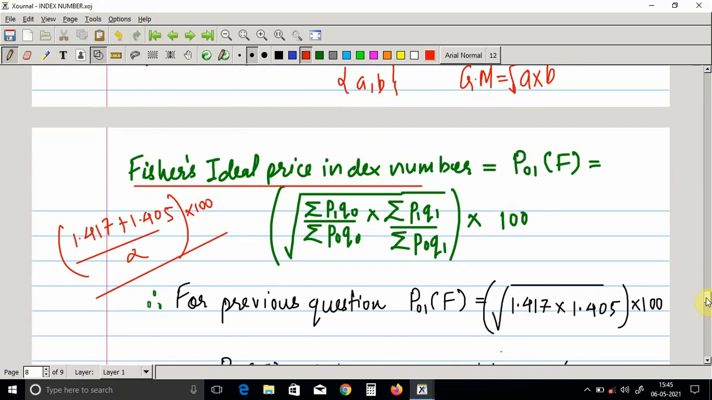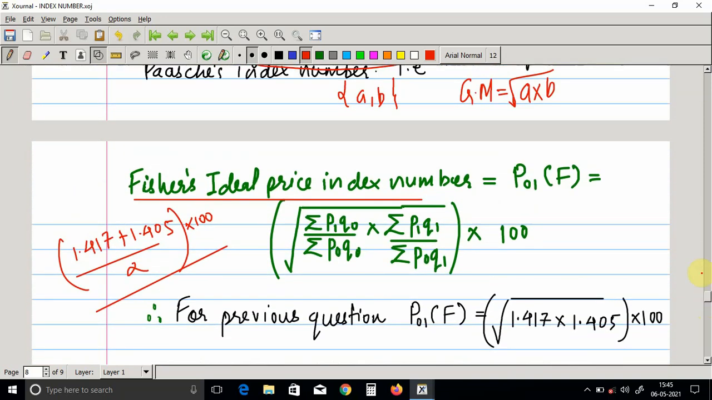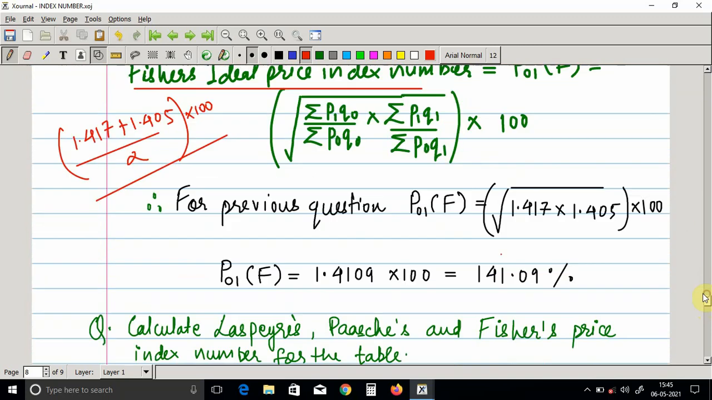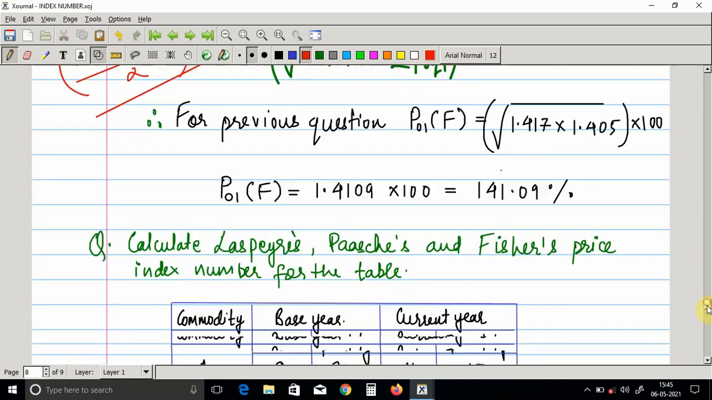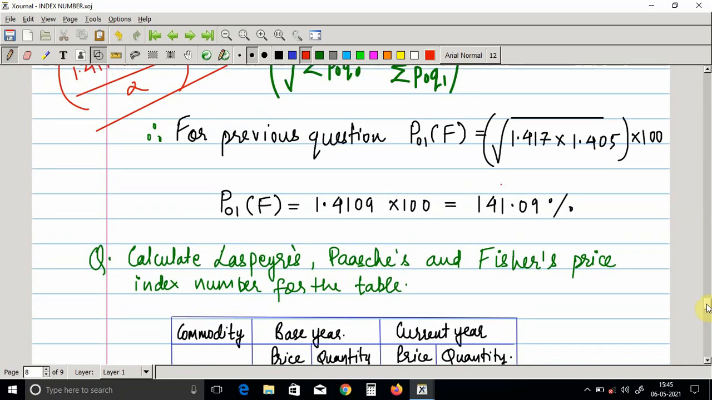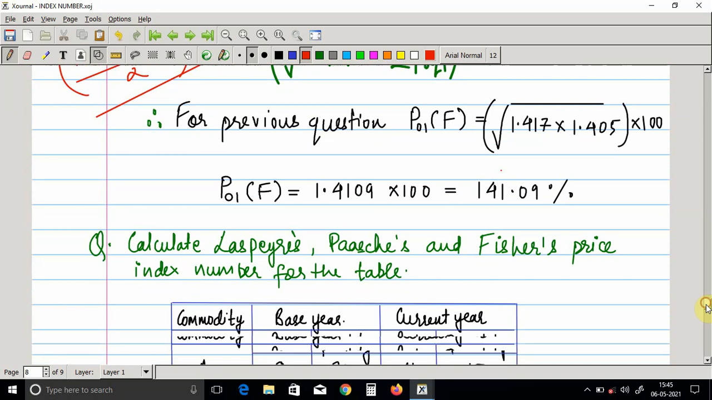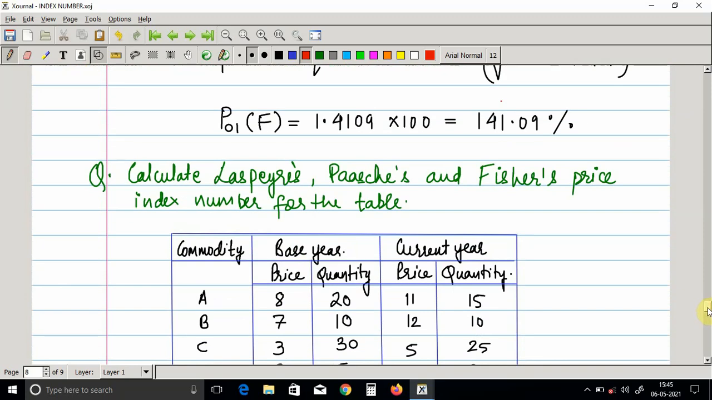So we have, I had said 4 index numbers here: Laspeyres, Paasche, Fisher and Dorbish-Bowley's price index. There are more, it is not just this. We have other index numbers, but we will restrict ourselves to only these price index numbers.